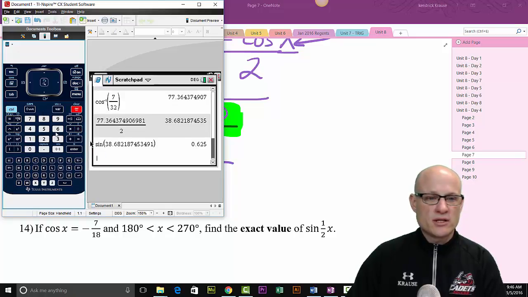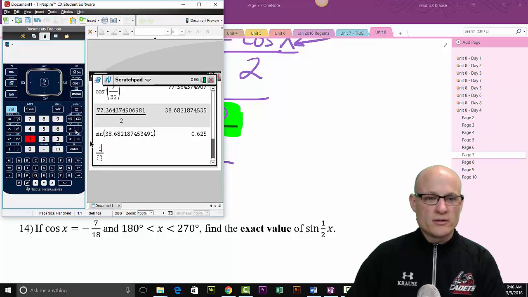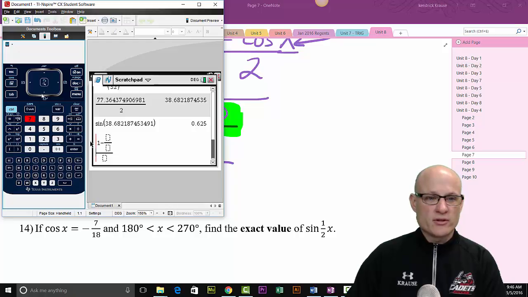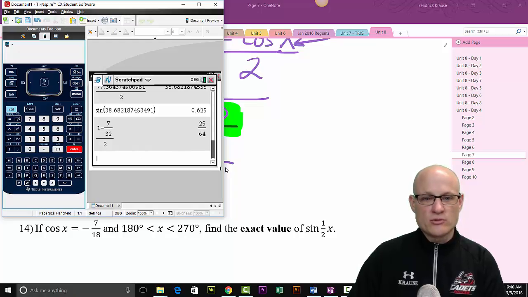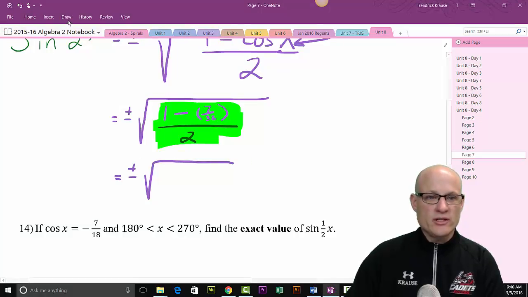Whoa. I need a new calculator. Control division. 1 minus control division. 7 over. Gotta love this silly thing. What the heck? 7 over 32. I could have done this in half the time on my own calculator.